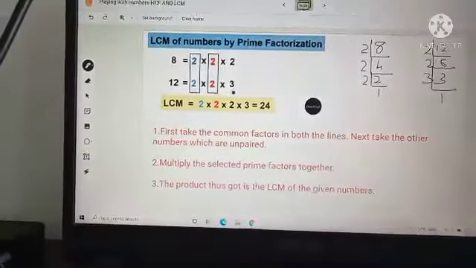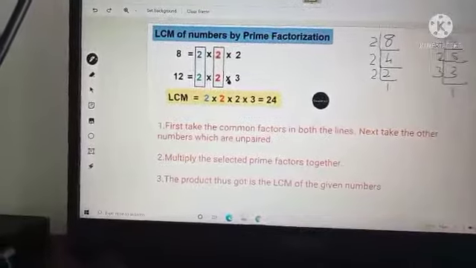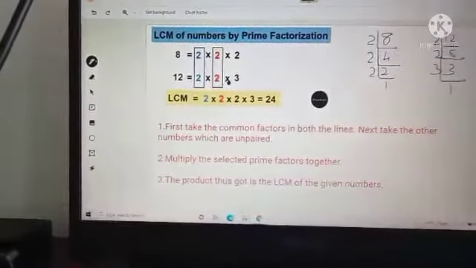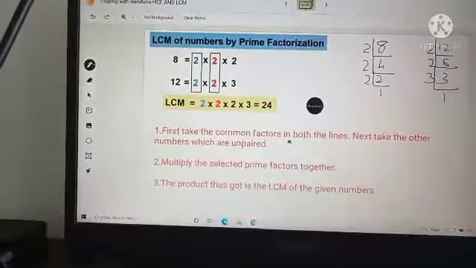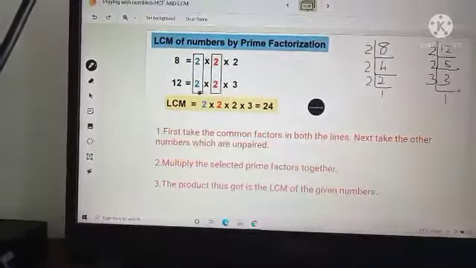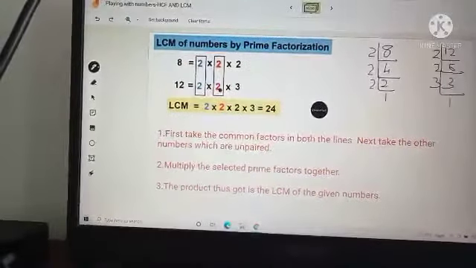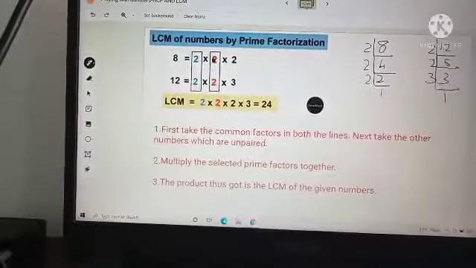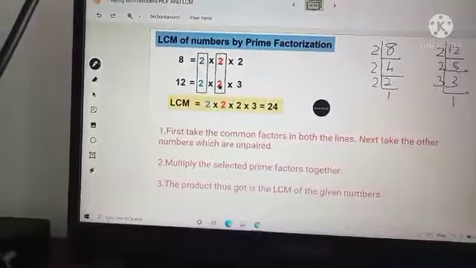Now how to find the LCM? We got the prime factorization, so now we have to find the LCM. See the steps here. First, take the common factors in both the lines. Here this 2 is common. Again 2 is there, we can pair that also. This 2, here also 2 is there. One more 2 is there.